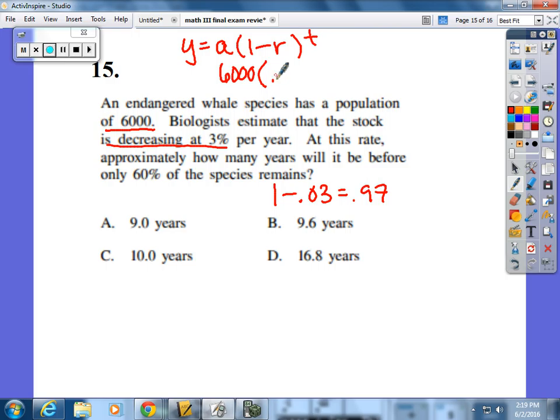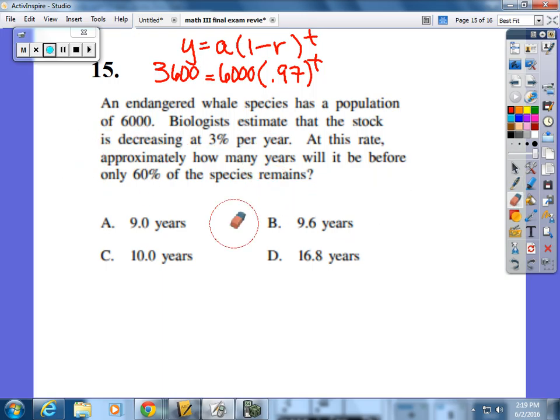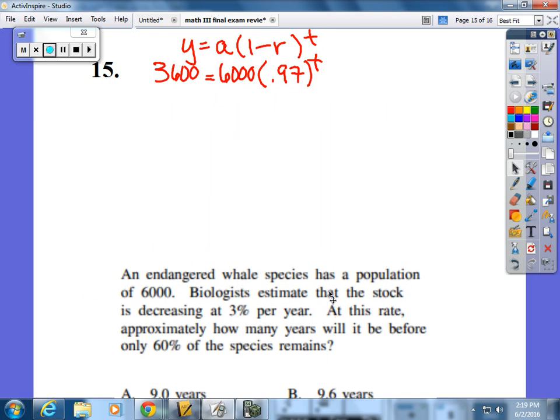So 6,000 times 0.97 to the power of t is equal to 60% of 6,000, which would be 3,600. So that's what we're going to be solving. First, you're going to divide. So let's do this for now. Let's divide by 6,000. And that gives us 0.6 equals 0.97 to the power of t.